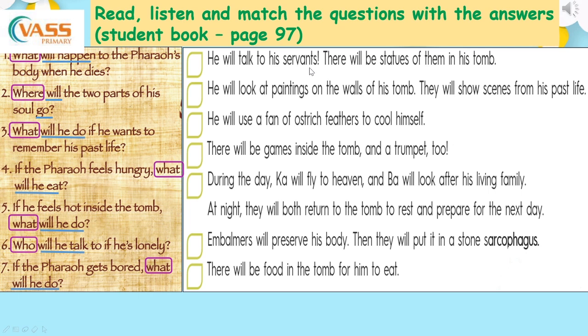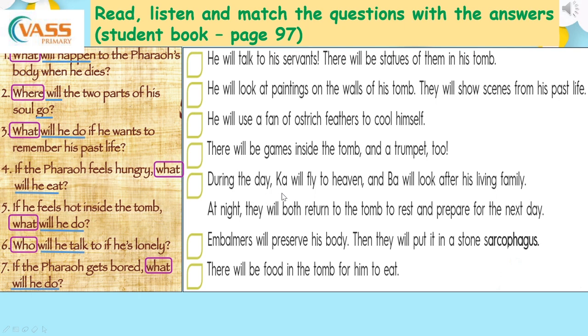He will talk to his servants. There will be statues of them in his tomb. He will look at paintings on the walls of his tomb. They will show scenes from his past life. He will use a fan of ostrich feathers to cool himself. There will be games inside the tomb, and the trumpet too.